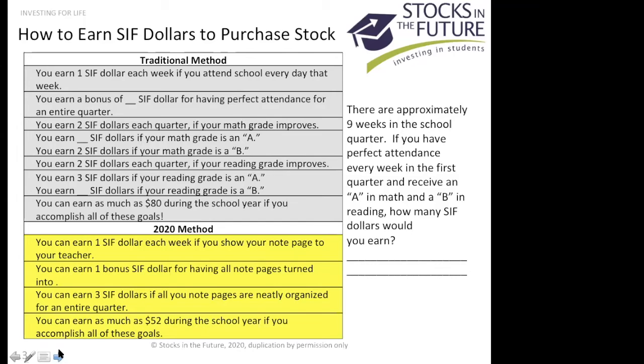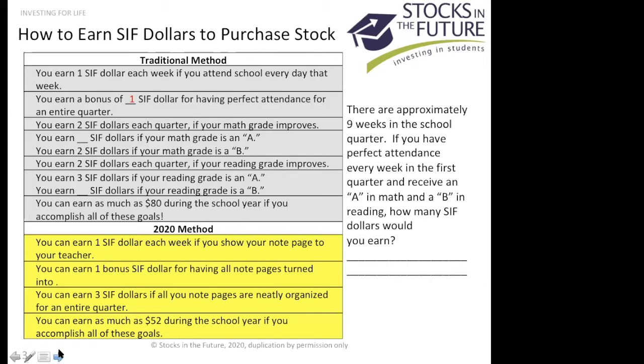In the past, you have earned Stocks in the Future this way. So you earn one Stocks in the Future dollar each week if you attend school every day that week. You earn a bonus of how much dollars? $1 for having perfect attendance for an entire quarter. You earn $2 each quarter if your math grade improves.